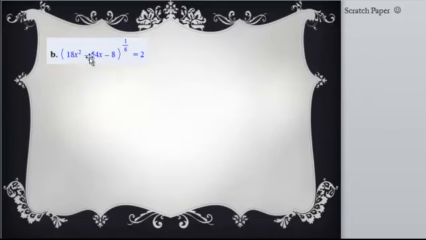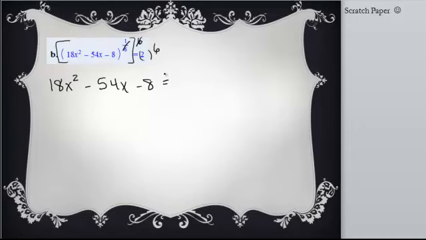Okay, last one like this. We have a lot of stuff raised to the 1/6 power. So to get rid of that 1/6 power, we need to raise both sides to the 6th power. That will make these go away. So I have 18x squared minus 54x minus 8 is equal to 2 to the 6th power, which is 64.